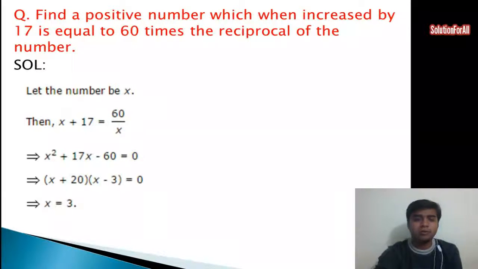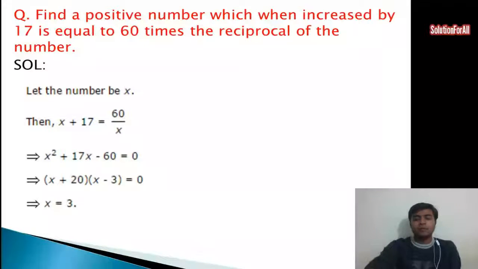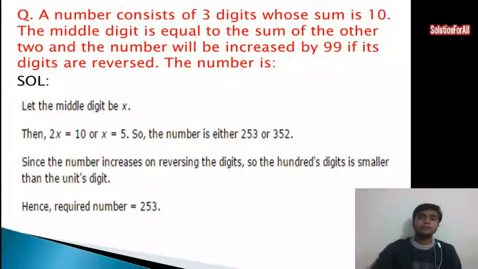We'll get the two values of x over here, that is minus 20 and 3. We will not consider the negative value because it is already given that we have to find a positive number. So we have to take only the positive value, that is x is equal to 3. We'll proceed to the next question.